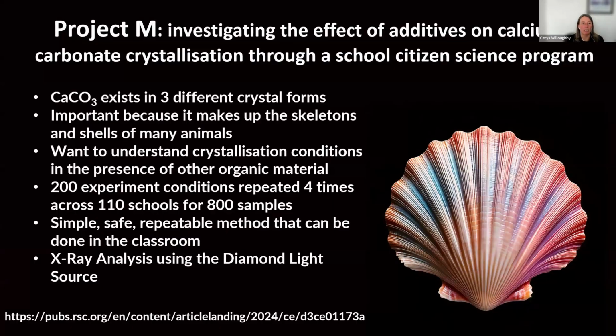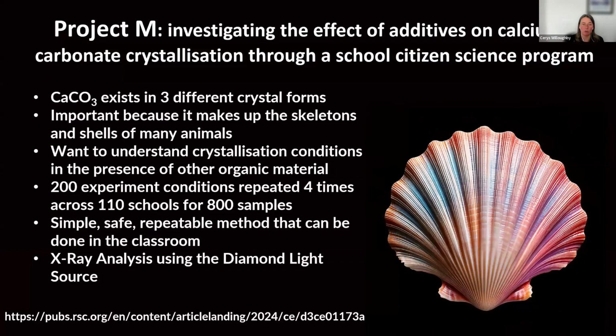So finally, a chemistry-based example of citizen science, Project M. This was looking at a particular mineral, calcium carbonate, which is found in different forms and is commonly used by animals in creating their shells and their bones. It's quite interesting and important to understand how different mixtures of other organic materials affect how these shells might form.